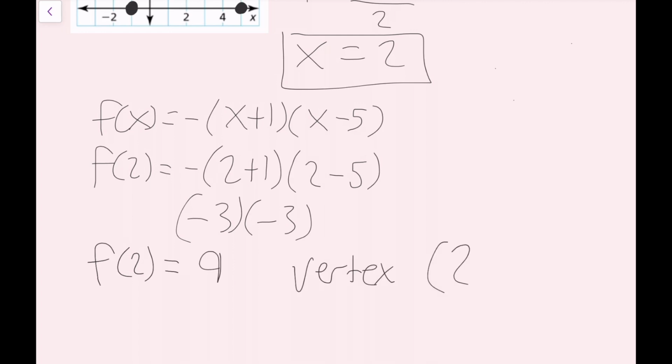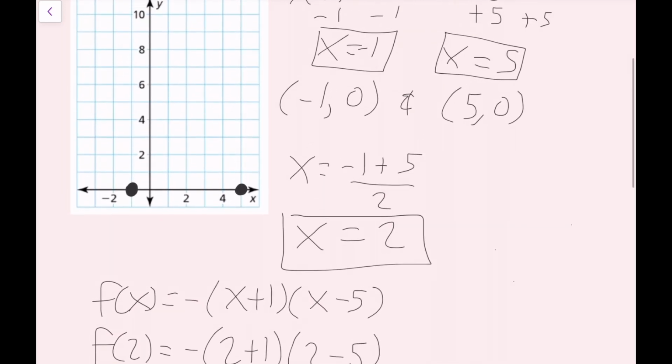So our vertex ordered pair is going to be 2, because that's our x value right here, and then comma 9. So if I go back to the graph, I want to plot the point (2, 9). So my x value is 2, and then my y value is going to be 9. So I'm going to plot this point right here. Something like that. Okay, now I have my 3 points.